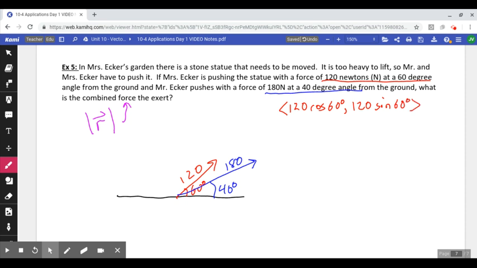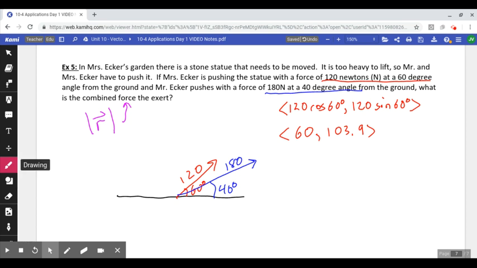Now you can figure this out exactly if you wanted to, but in these cases, we're more than likely going to round here. And so if you actually do this problem, type it in your calculator, and you're going to get 60 here, and about 103.9 here for the numerical value of each x and y component.